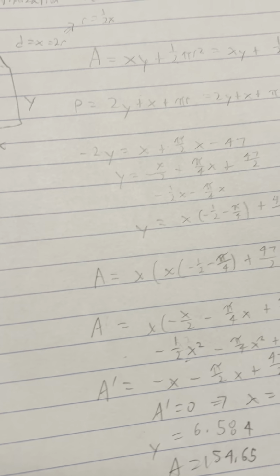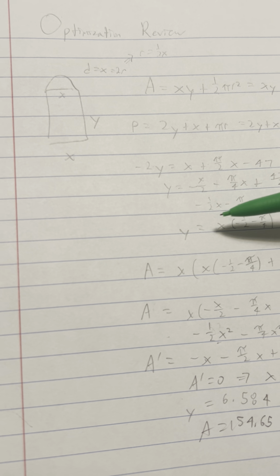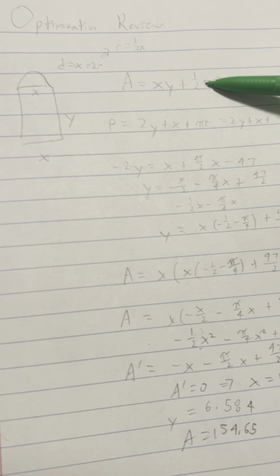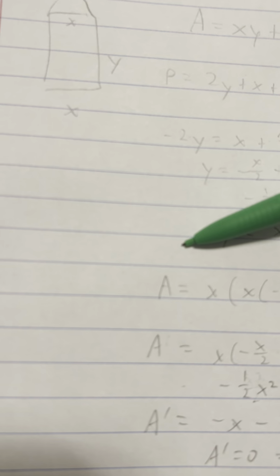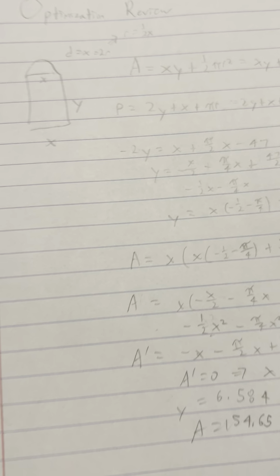You always want to start with two equations, use one to find y, then once you find y, replace y in the other one, and then take the derivative of that, then take that x, plug it back into this to find the y, then take that y and that x, plug it into your base form. So that's optimization in a nutshell.